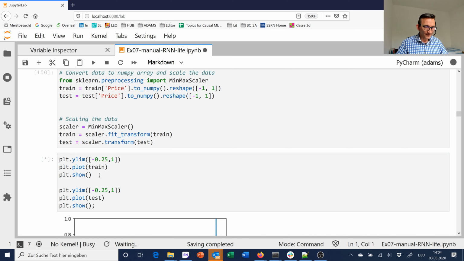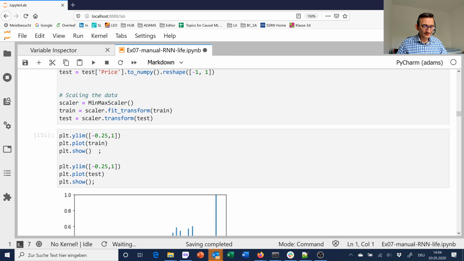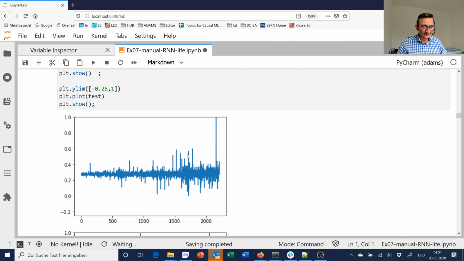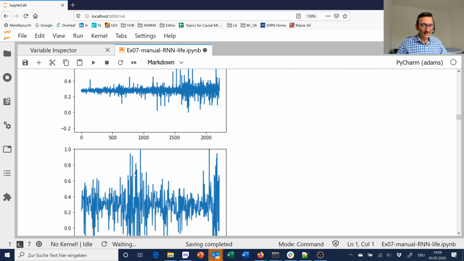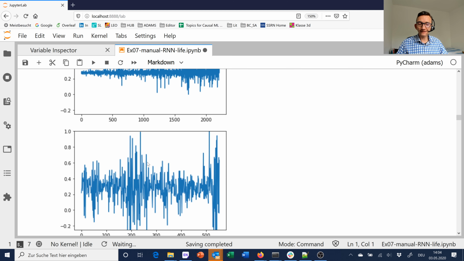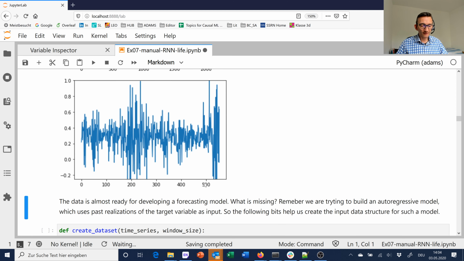But let me check. Can we plot that? Yes, we can. And that is now our price difference series for the training, and that's the one for the test. If you think about it, that already looks quite alarming, in that the test data and the training data look rather different. I mean, resolution plays a role here. We have more than 2,000 observations in the training and only a bit more than 500 in the test. So resolution is an issue.